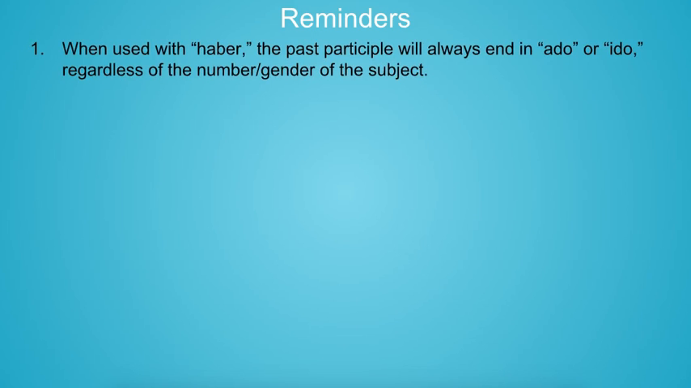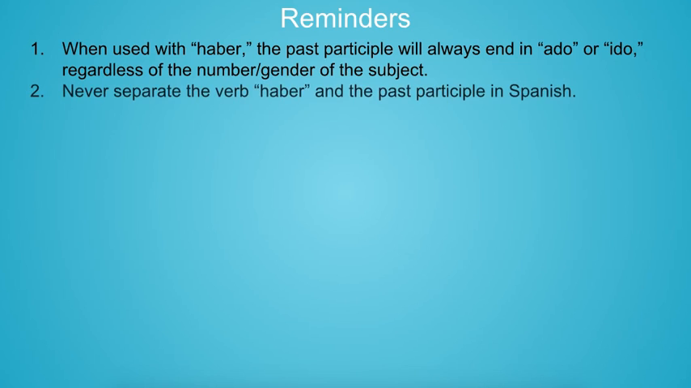Really quickly, I want to give you a couple of reminders about using the verb haber. First of all, whenever you're using haber with the past participles, the past participle will always end in ado or ido. So make sure you're not changing that ending to match your subject like you would if you were using past participles as adjectives. The second reminder is that you will never separate the verb haber and the past participle. Sometimes we do that in English, but you won't in Spanish.